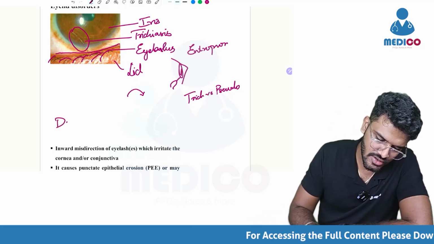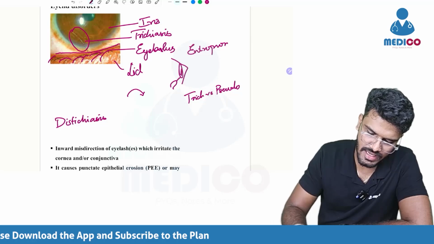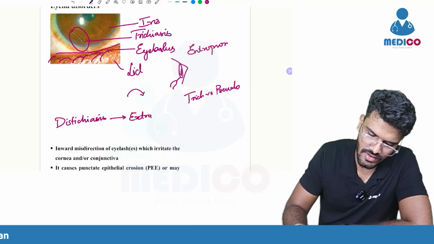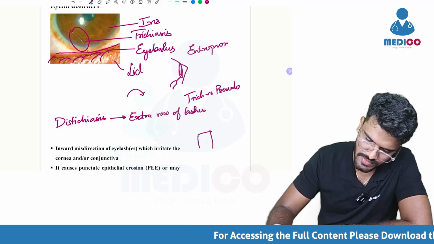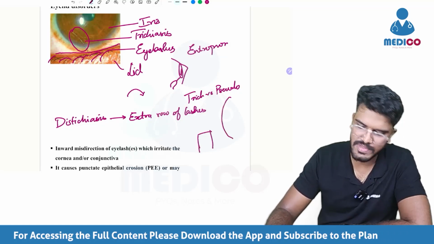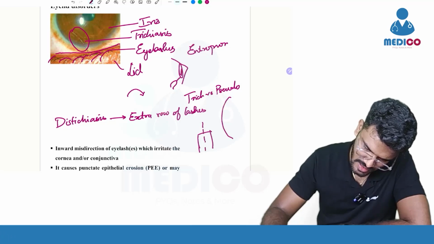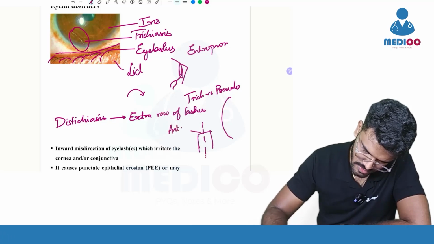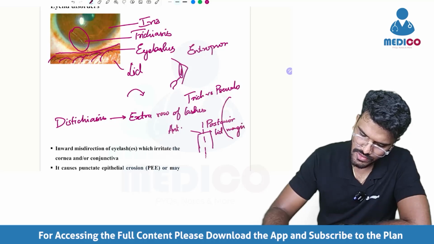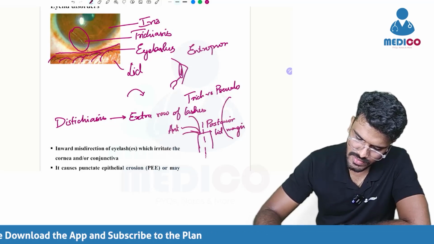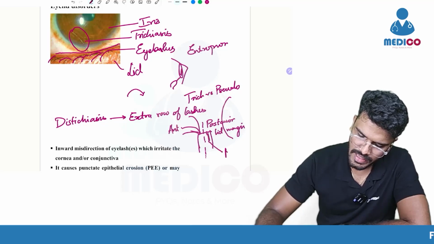Now, there is another condition called dystichiasis. What is this dystichiasis? This is nothing but an extra row of lashes. So what happens? Let us say this is the lid margin, the lid, and here is the cornea. I'm just drawing the lower lid as a bigger, thicker square. You divide it into two parts. This is the anterior lid margin, and this is the posterior lid margin. Understood? This anterior lid margin is where the lashes grow. Is that clear? Whereas the posterior lid margin has the openings for the meibomian glands.